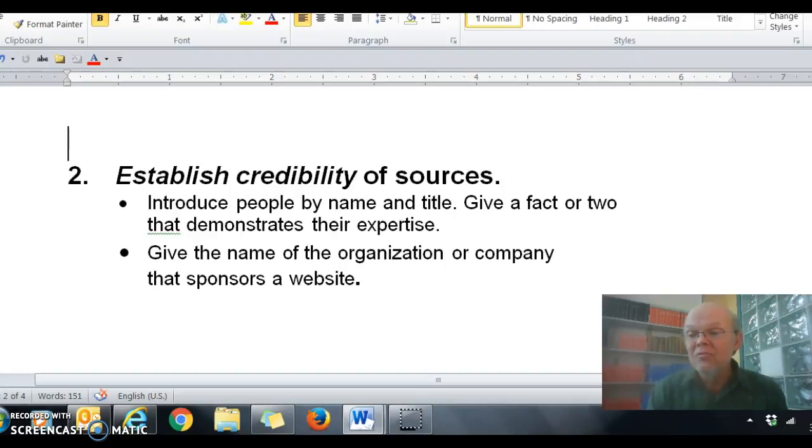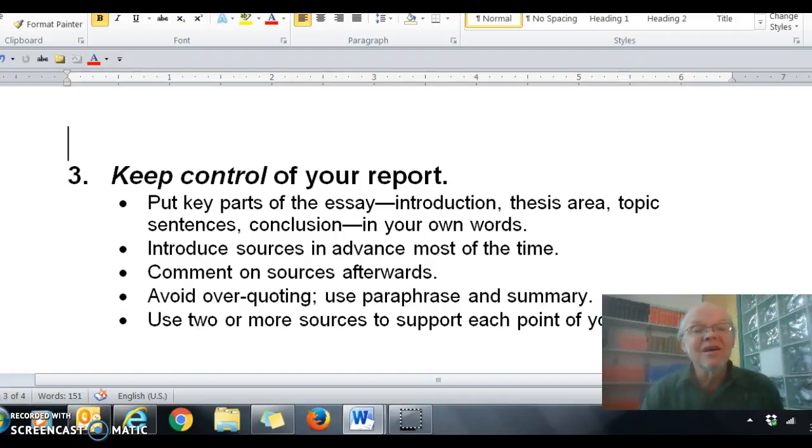All right, let's move on to point 3. Keep control of your report. All right, the same thing here. These reports can get very heavy with quotations and other people's stuff. Well, you don't want to vanish from your own report. How do you stay present in your report? A quick look at the points here.